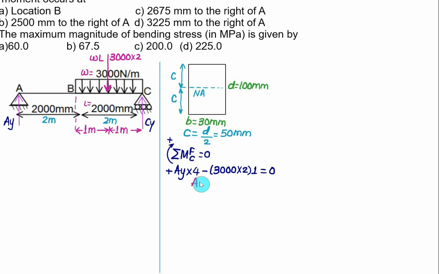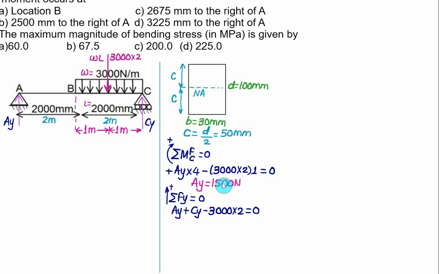So we get a reaction AY is equal to 1500 Newton. Then to find the other reaction CY, we'll use the summation of all forces in the vertical direction, vertically upward positive, must equal 0. In this case, AY is acting vertically upward so it is positive, CY is also vertically upward, and 3000 into 2 is negative. So we have minus 3000 into 2, which is the equivalent point load. This sum must equal 0.